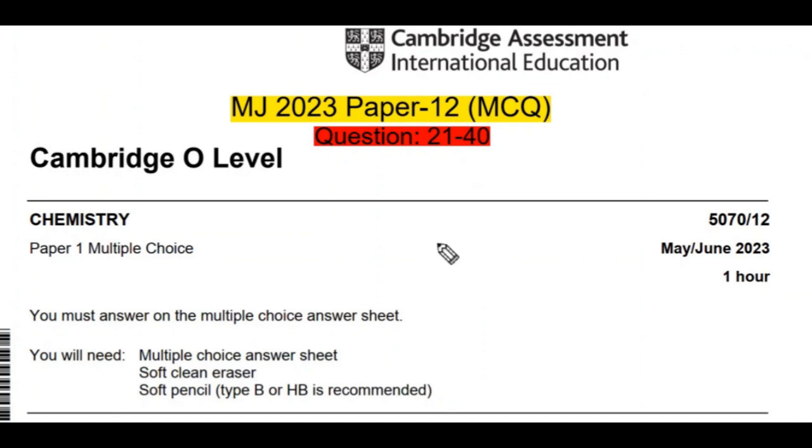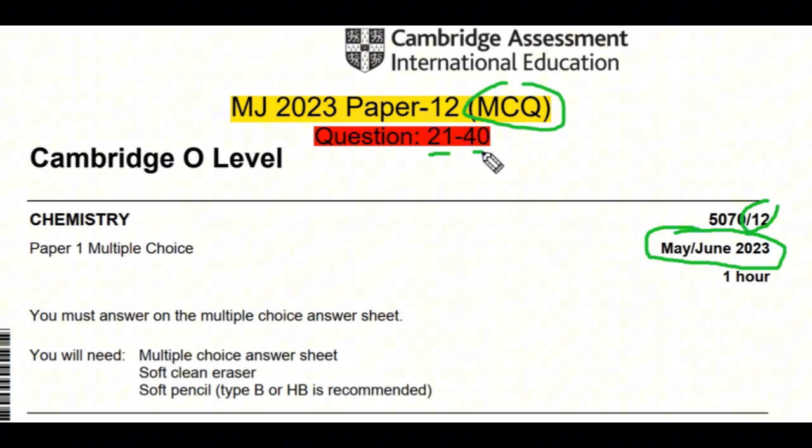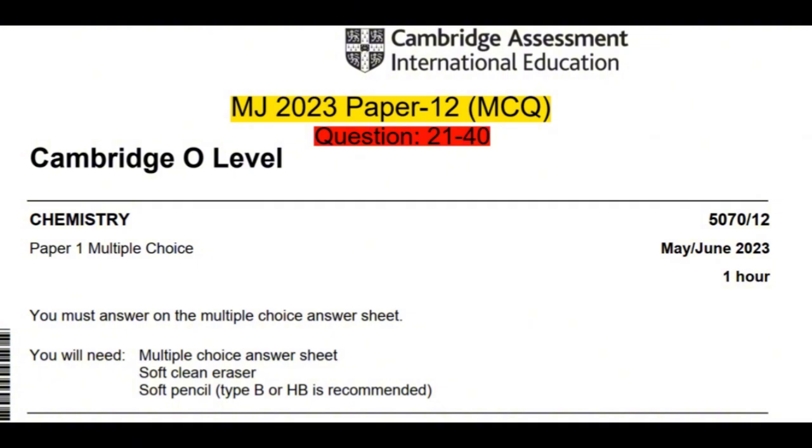Hello students, now I am going to discuss the Cambridge O-level chemistry May-June 2023 paper 12 MCQ paper, question number 21 to 40. Let's move.